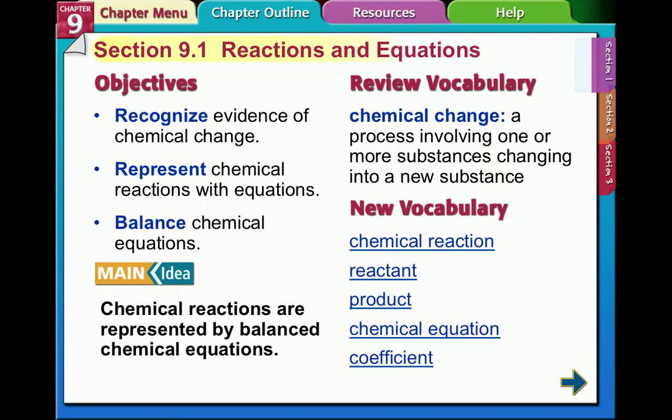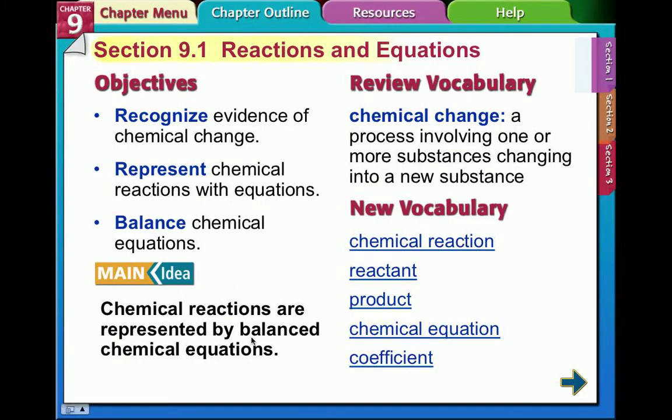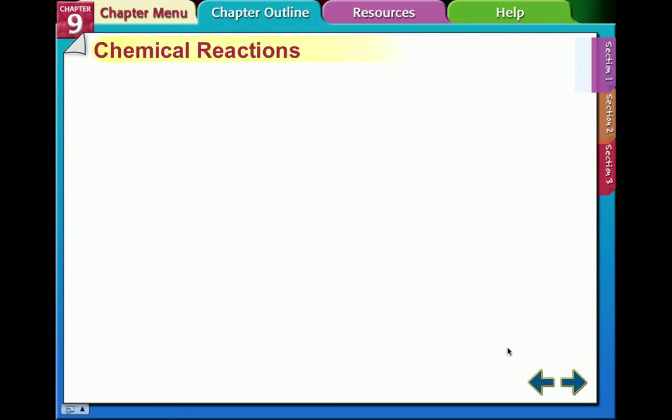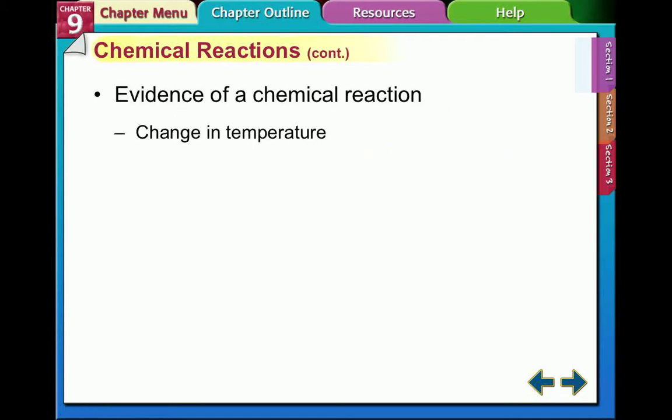The main idea behind this section is chemical reactions are represented by balanced chemical equations. Okay, the process in which one or more substances are rearranged to form different substances is called a chemical reaction. Everybody takes chemistry, so we can play with these chemical reactions, so let's learn a little more about them.